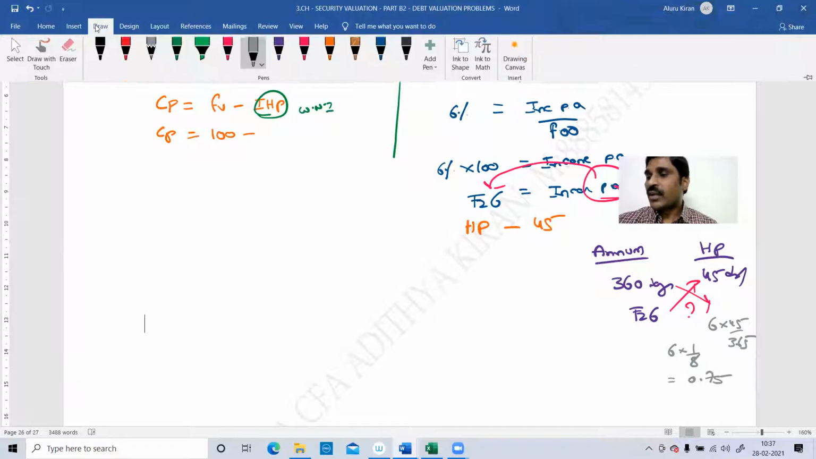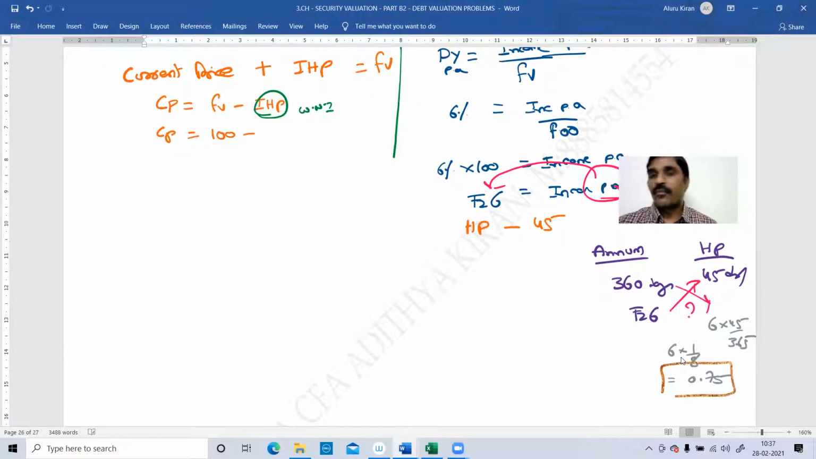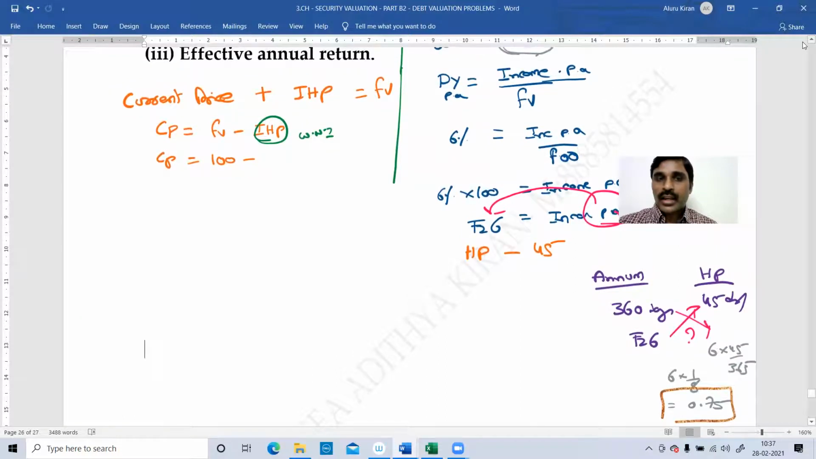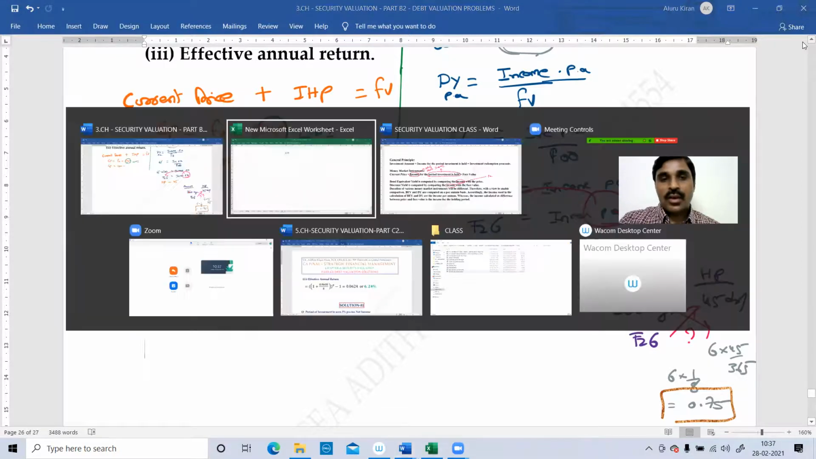I got this as working note 1: income for the holding period. Understand? In the current price, we are using income for the holding period, whereas in the discount yield, we have to use income per annum. The income computed using the discount yield is the income per annum, but the income required to be substituted in the current price formula is the income for the holding period.